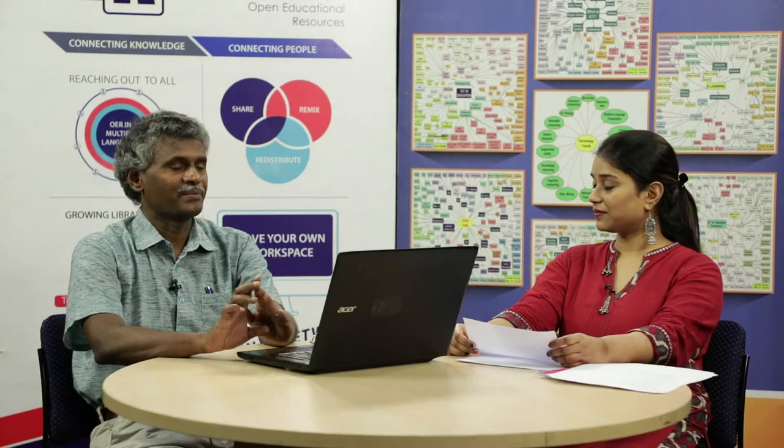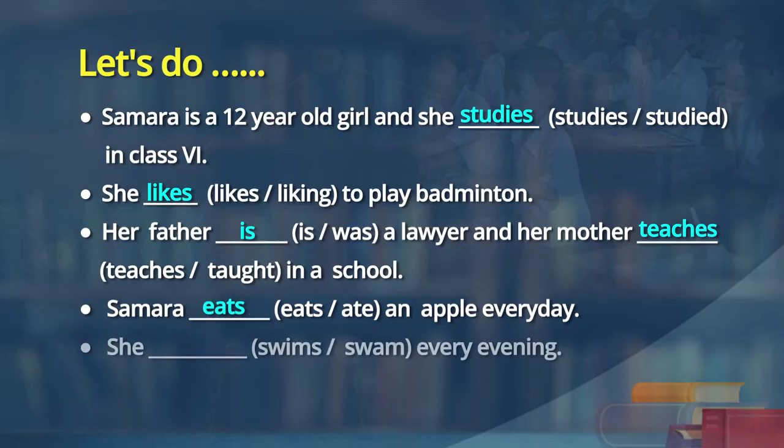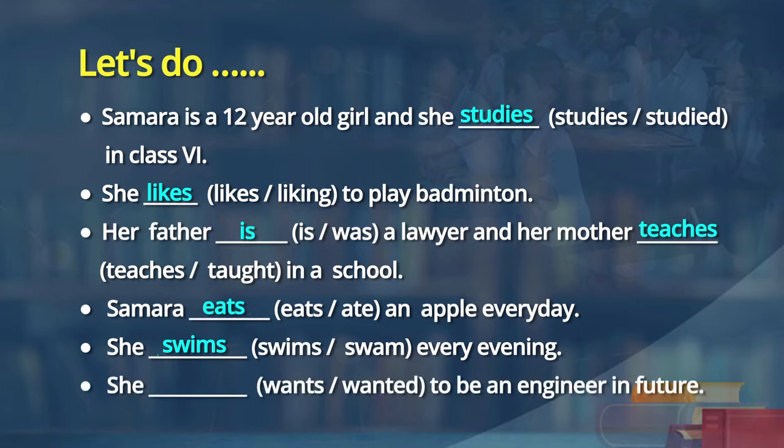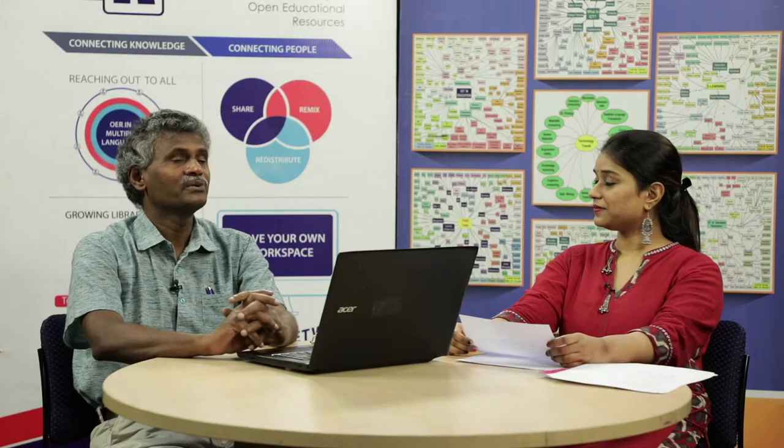An apple every day. Okay. She swims or swam every evening? She swims every evening. She wants or wanted to be an engineer in future? She wants to be an engineer in the future. Fine. Now, learners, look at the words used to describe Samara.